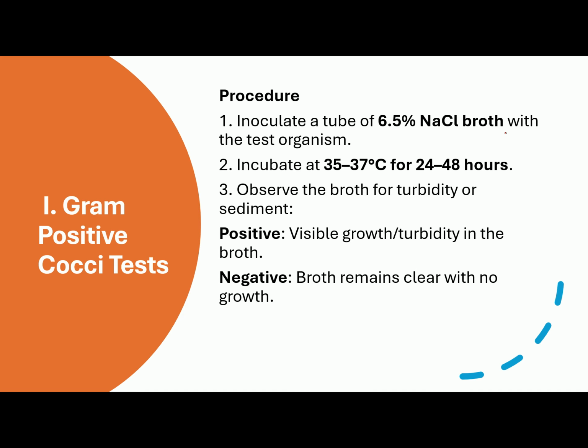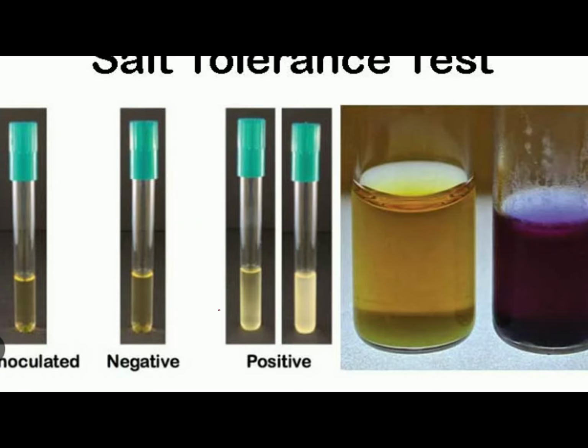So you're going to inoculate your sample or your colony on a 6.5% sodium chloride broth. Incubate at 35 to 37 degrees. Observe the broth for turbidity or sediment. Visible growth in the broth is positive. Broth remains clear with no growth means negative. So if there is the presence of turbidity, it indicates positive, meaning salt tolerance.